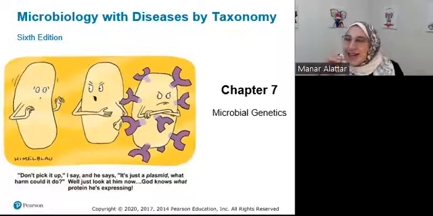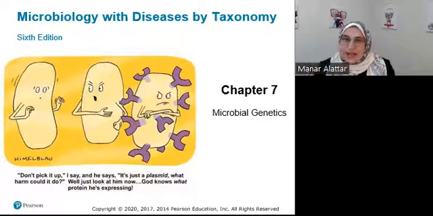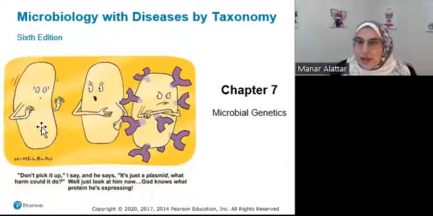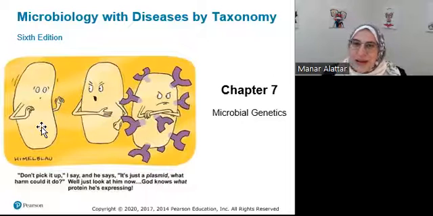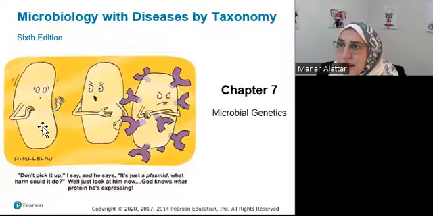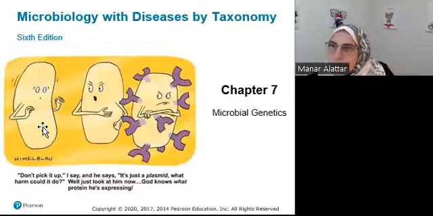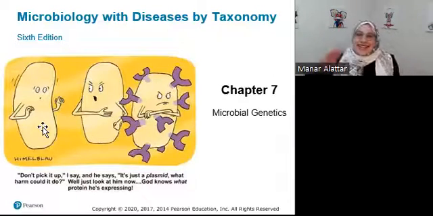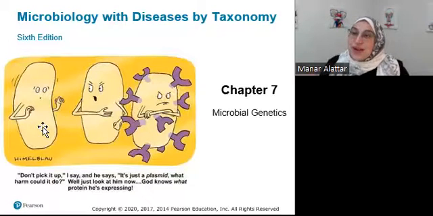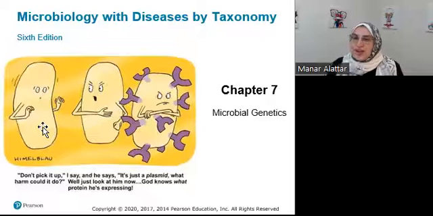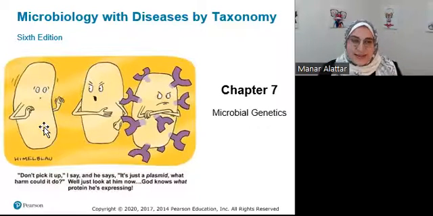A culmination of those ideas that we'll talk about today is this comic here, where you have one bacterial cell gossiping to another cell as their friend is there. "Don't pick it up," I said. And he says, "It's just a plasmid. What harm could it do?" "Well, just look at him now. God knows what protein he's expressing, right?" It's interesting how bacterial cells have their genome and their genetic information, but they also have unique ways of expressing and interacting with each other at the genetic level that we'll get into in this class.